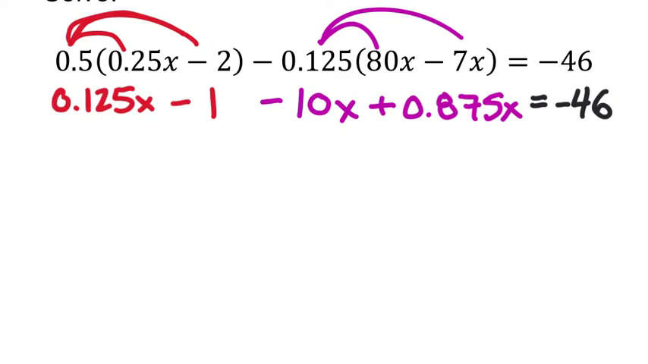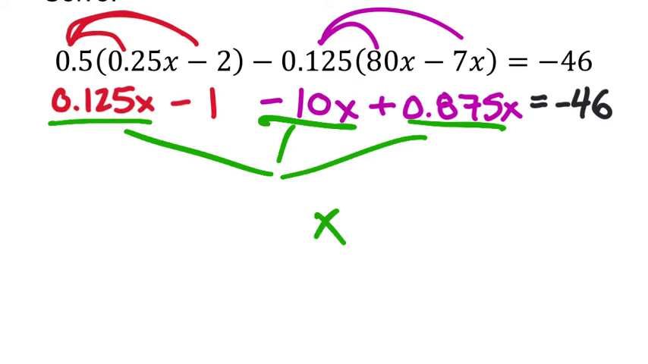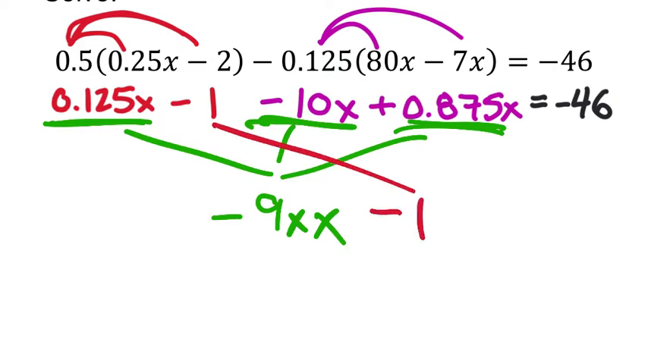In any case, I will now look to combine the like terms. And, well, I got this x term, and this x term. Lots of x's to combine here. So how many x's is that? 0.125 x's minus 10 x's plus 0.875 x's. I get negative 9 x's out of that. Of course, the calculator would know better than I would, but I'm going to drop this negative 1 as well, as minus 1. Why do I have 2 x's there? I don't need 2 x's. Sorry about that. But this equals negative 46.